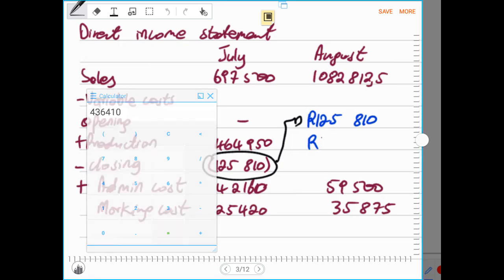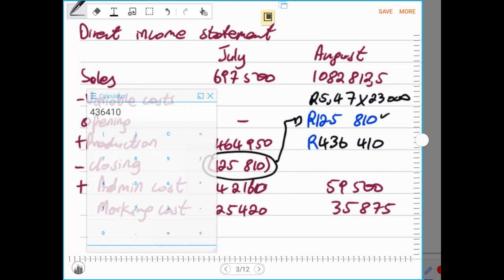Production for August amounts to 436,410 because we had a total of 78,000 units manufactured in the month of August. So now that will give us the production of 436,810, which is based on the cost of August. But this was based on the cost of July. That is why we said 5.47 times by 23,000 units.